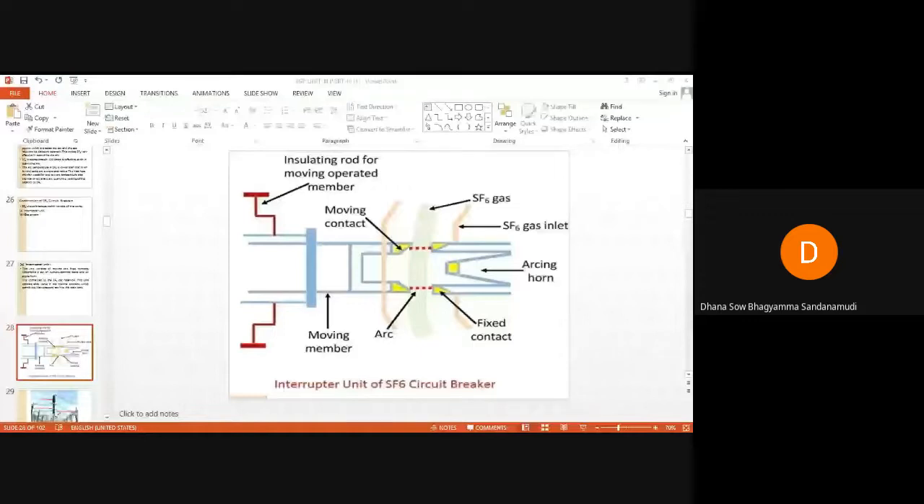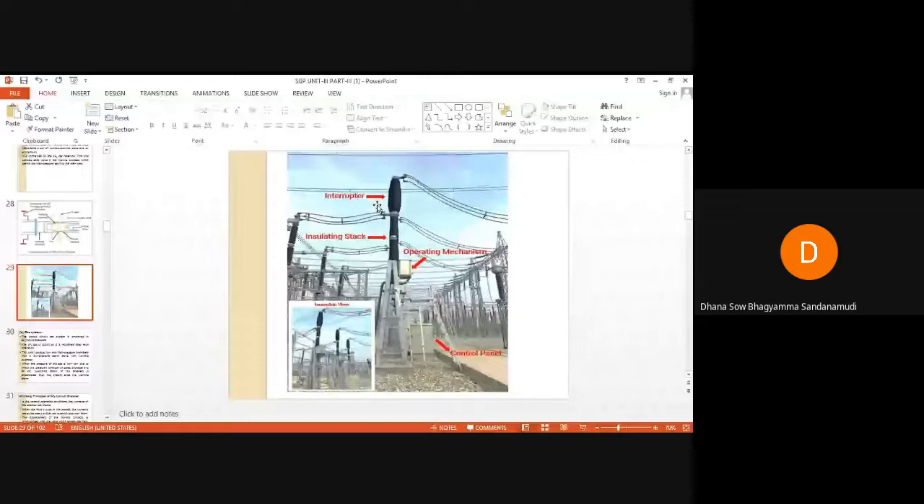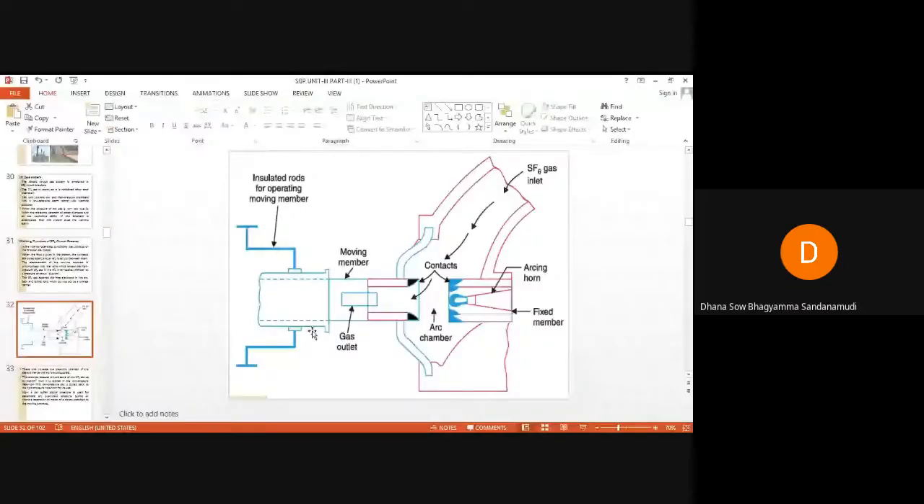So let us discuss the working of this SF6 circuit breaker. This is an SF6 circuit breaker. This is the interrupter, the insulating stack on which the interrupter is placed, the operating mechanism, and the control panel. It consists of sliding moving contacts and fixed contacts, which you already know, and arcing horns. So let us discuss the working.